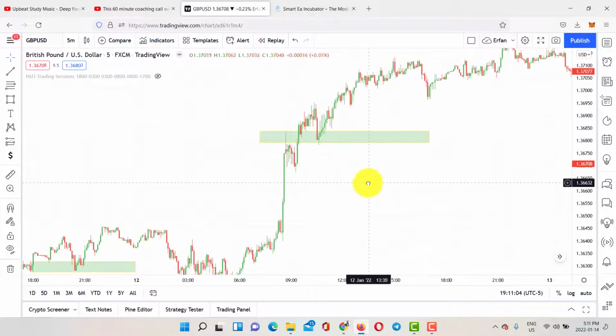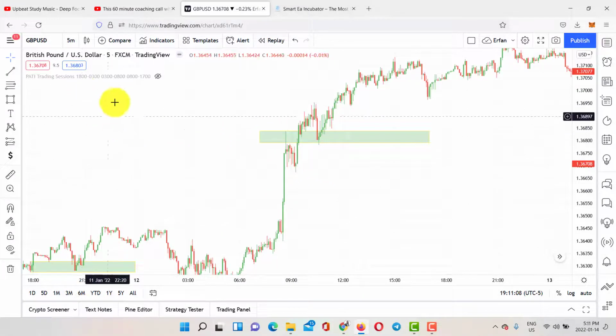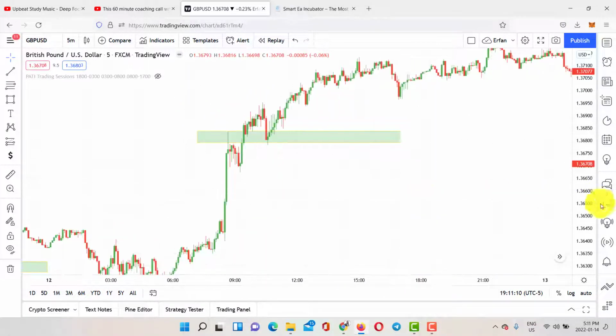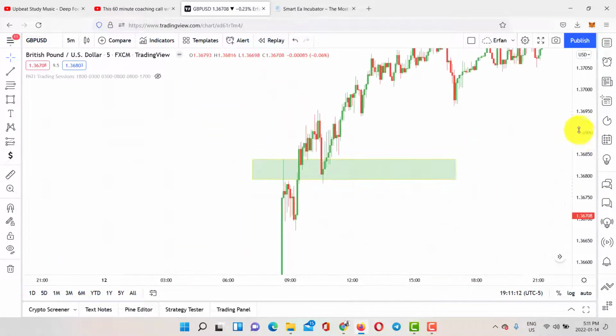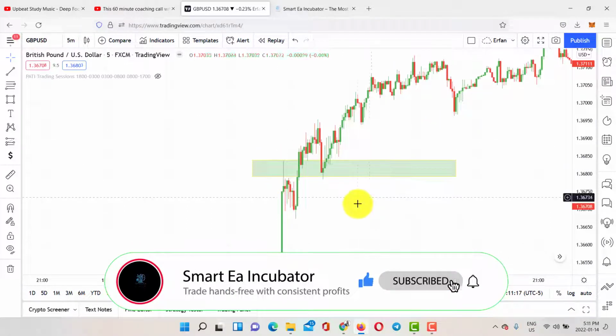This is my strategy that works pretty well most of the time because I mostly use the supply and demand strategy. I don't really use support and resistance, only in very, very rare cases, but I mostly use supply and demand.